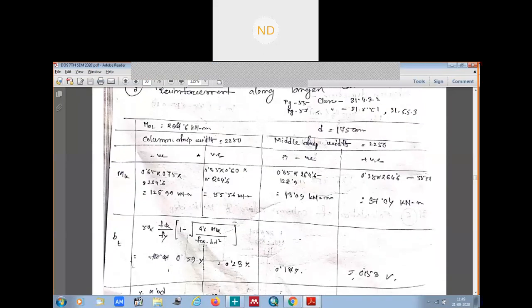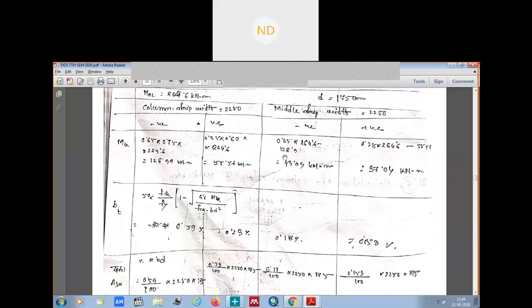So we got our percentage of steel here. Once we have our percentage of steel, now we will calculate the total Ast, the area of steel required, which is your percentage of steel into bd. So the percentage of steel for column strip negative moment is 0.59 percent. So this one into bd, b we know already, and the effective depth, this much.